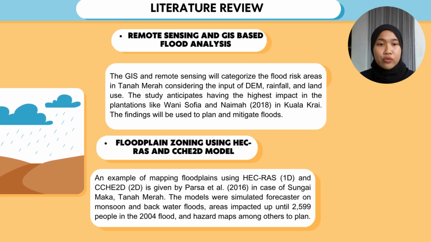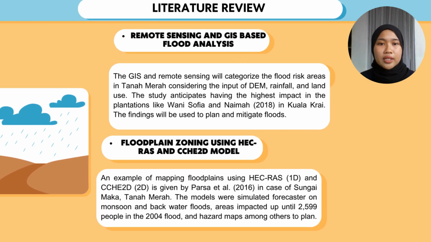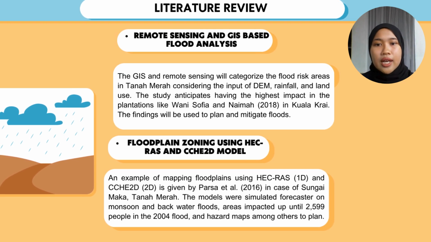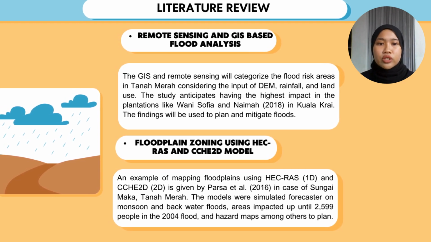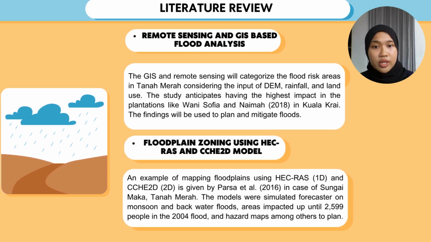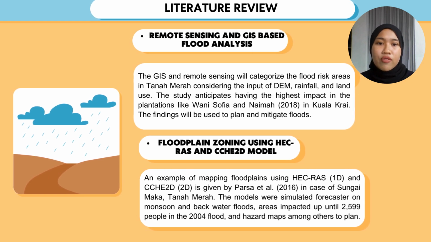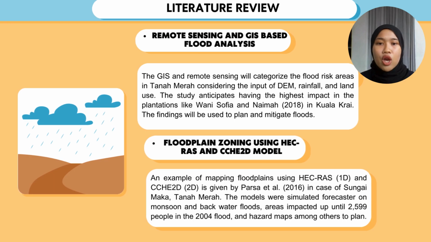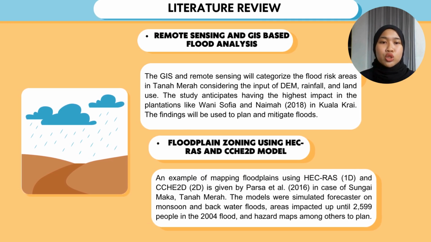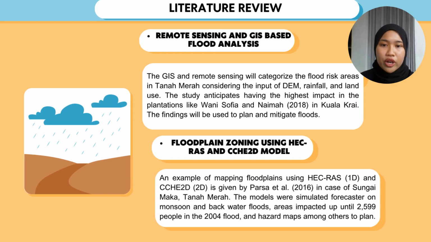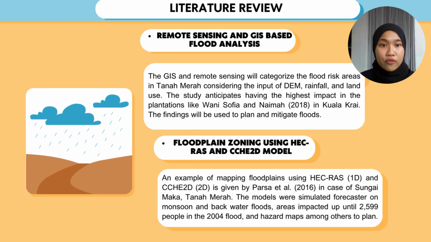Okay, first literature review is remote sensing and GIS-based flood analysis. The GIS and remote sensing will categorize the flood risk area in Tanah Merah considering the input of DEM, rainfall, and land use. The study anticipates having the highest impact in the plantation, like Wani, Sofia, and Naima 2018 in Kuala Krai. The final map will be used to plan to mitigate flood.